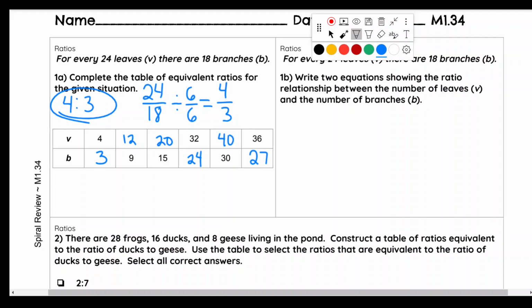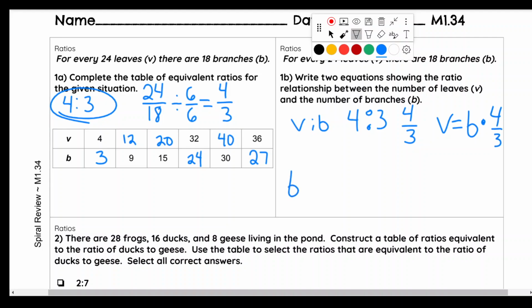The ratio of leaves to branches is 4 to 3, which I can then turn into the fraction form. So the leaves are the branches times 4/3.